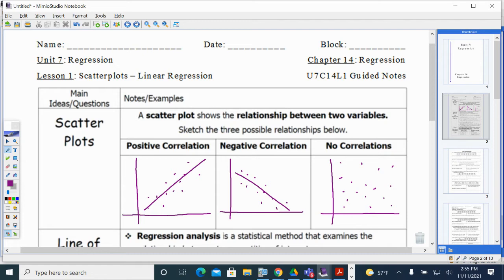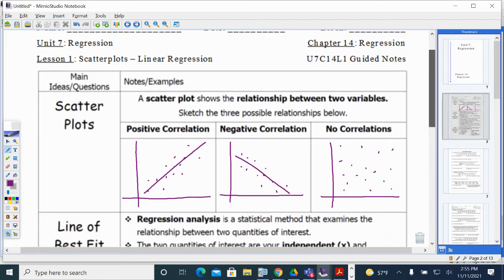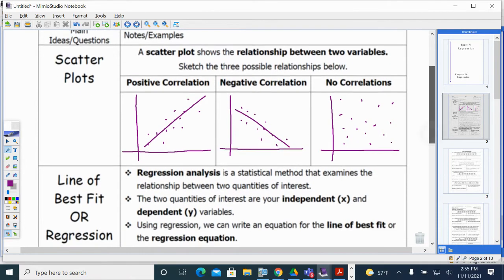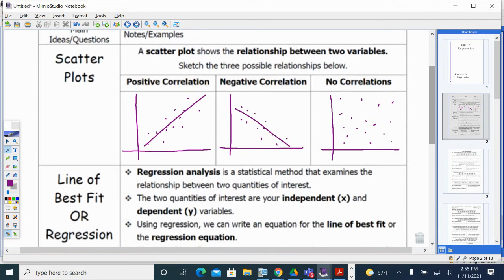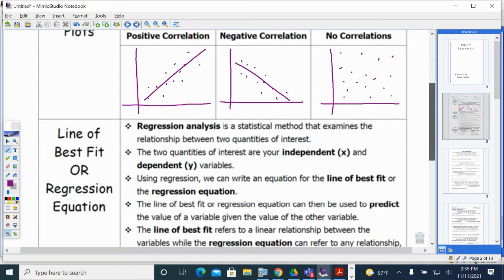The last one is called no correlation because there's no relationship in any of those dots. Now, when we gather data or when data is gathered, you're looking for there to be some kind of a relationship. So you want it to have a positive correlation or a negative correlation. The no correlation means that there's no relationship in the data.